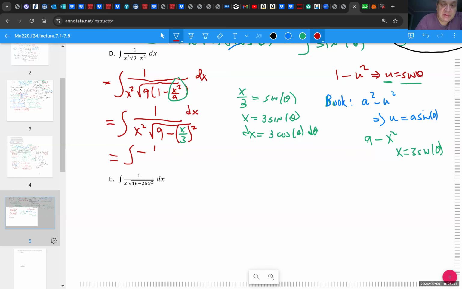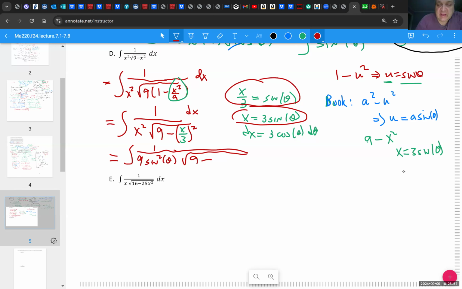So I have my 1, my x is right here. So x squared would be 9 sine squared, because I have to square the 3 and the sine. And then I get the square root of 9 minus x over 3 squared.